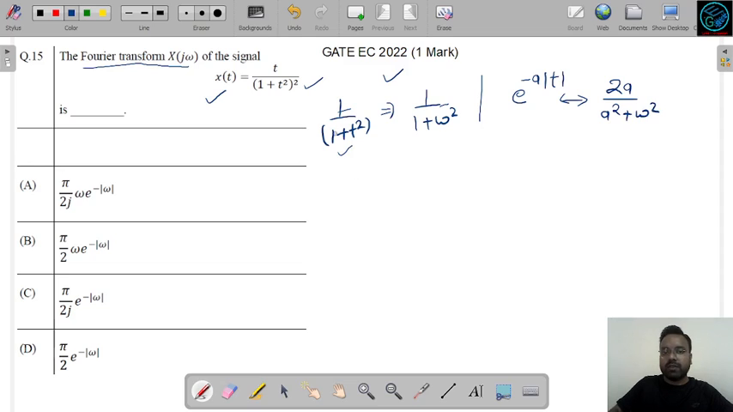Now here we have to make the numerator 1. So how to make it 1? Just put a equals to 1. So we will get e to the power minus mod of t when we put a equals to 1. Then the Fourier transform of e to the power minus mod of t is simply 2 into a, that is 1, upon a square, that is 1 square, which is 1 plus omega square. So now we are getting this type of function, 1 plus t square, when we replace omega with t. We will get this same function.